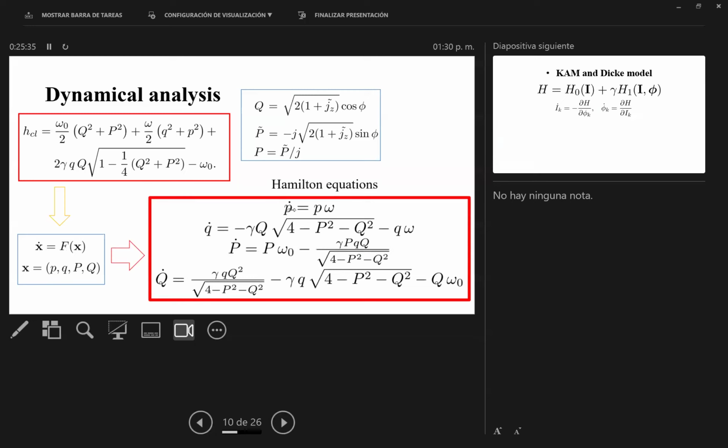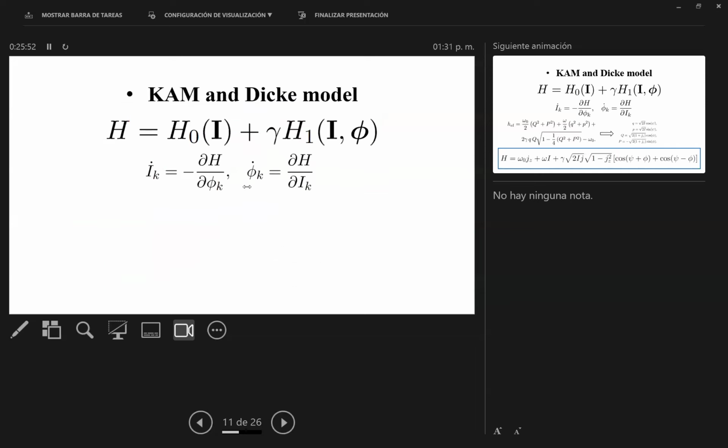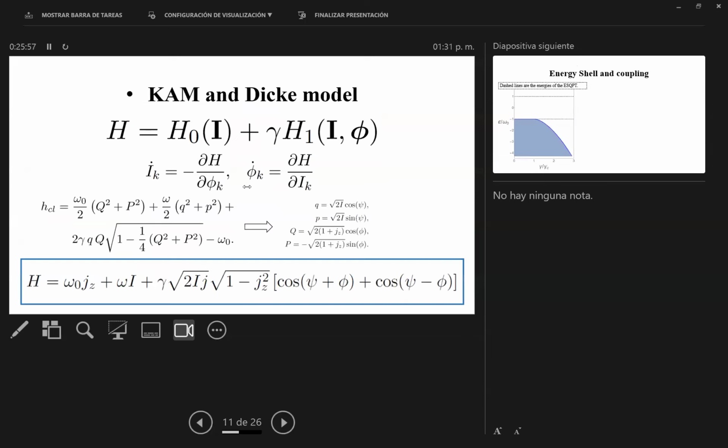The Hamilton equations represent the dynamics in any dynamical system, and this is the Hamilton equation for the Dicke model. We can also represent the Hamiltonian in angular momentum variables, if someone wants to explore the properties on the torus, etc. But we usually work in the previous structure with only P and Q variables. Sometimes it's useful to reproduce the Hamiltonian in these angular momentum variables.